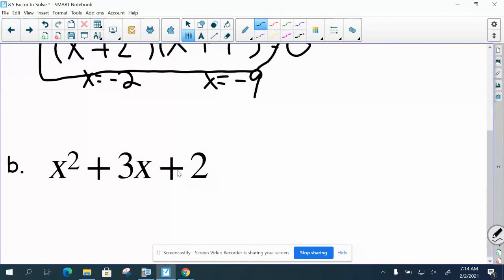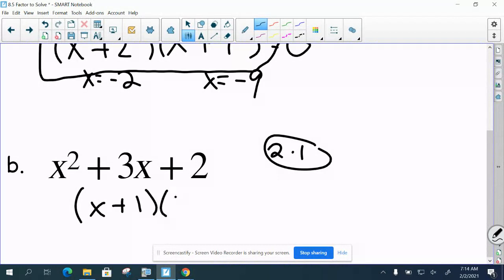All right, so we'll do a couple more. Actually, I think B was down here. All right, so remember, what two numbers multiply to get the last one, but add to get the middle one? Well, the only factors of 2 are 2 and 1. And then 2 plus 1 gives us 3. So those are going to work. So we'll do x plus 1 times x plus 2. I tend to put the smaller number first. But once again, it doesn't matter. You could have x plus 2 and x plus 1.